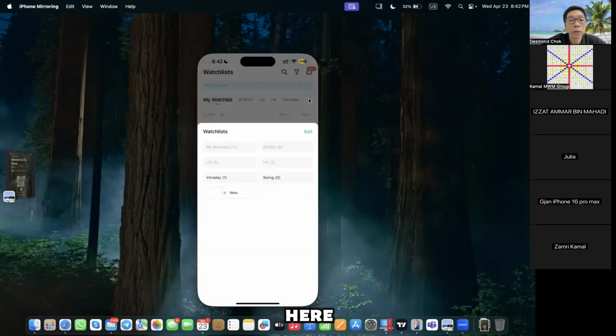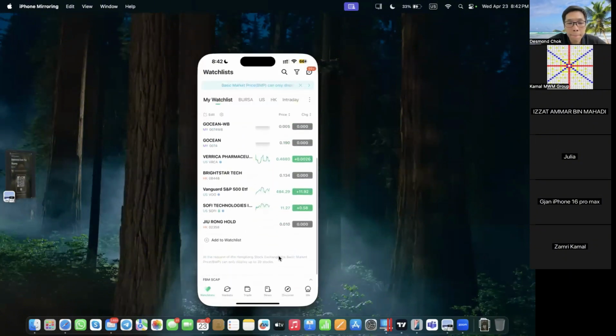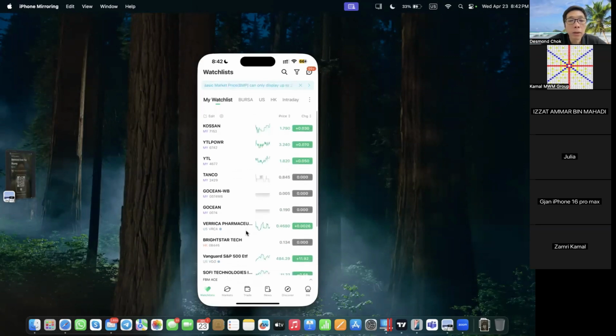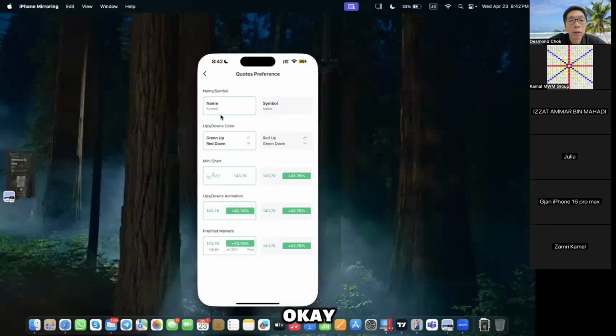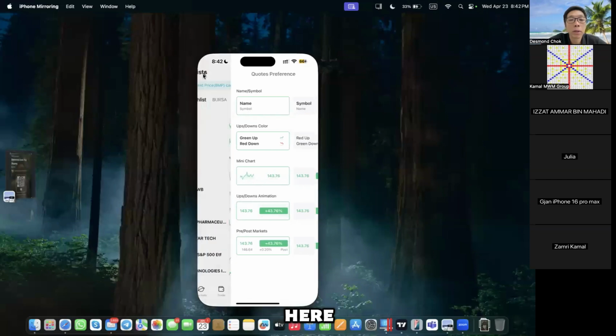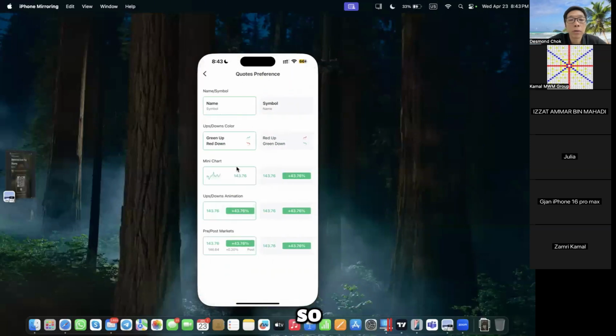You can click here. This one is the watch list. Sorry. Okay, here. Can you see here? This one, the gearbox here. So gearbox here, you can sort.